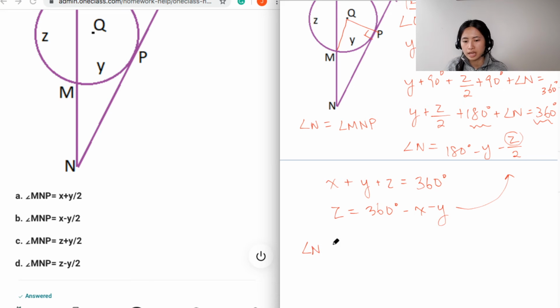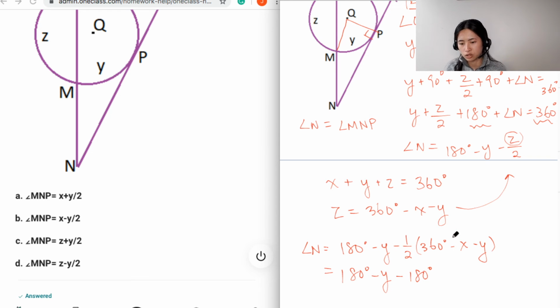So you're going to say angle n is equal to 180 minus y, and you're going to have that negative 1/2 here. Then your z is this, 360 degrees minus x minus y, right? And just by looking at this, you can have 1/2 times 360, so that's equal to 180. So 180 degrees minus y, then you have this negative 180 degrees. So I'm going to distribute this negative 1/2 to each of my terms.